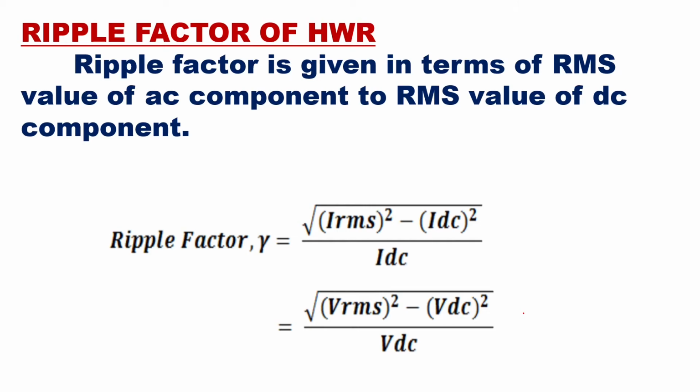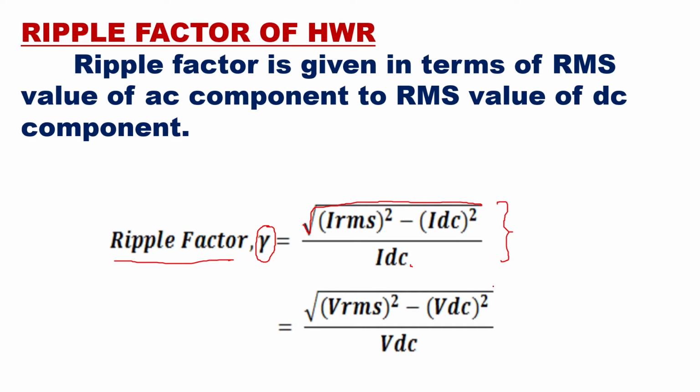Now, ripple factor is defined as the ratio of the RMS value of the AC component to the RMS value of the DC component. If you want it in terms of current, the ripple factor, which is represented by gamma here, can be taken as the square root of IRMS squared minus IDC squared, upon IDC. If you take this ratio, you find the ripple factor whenever you know the IRMS current and IDC current.